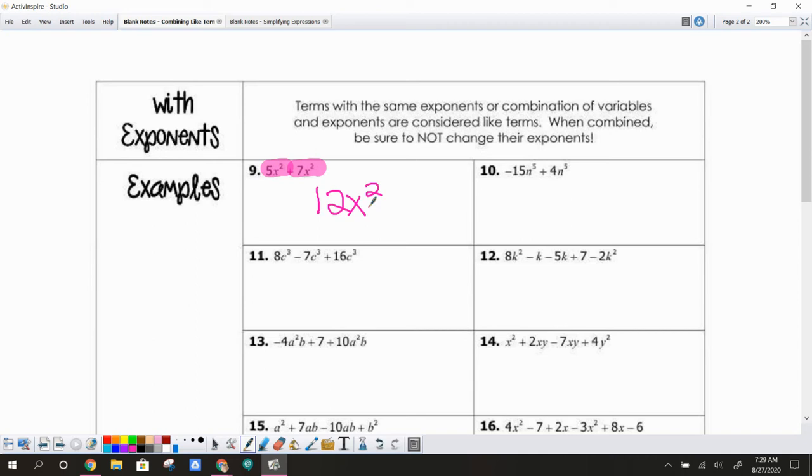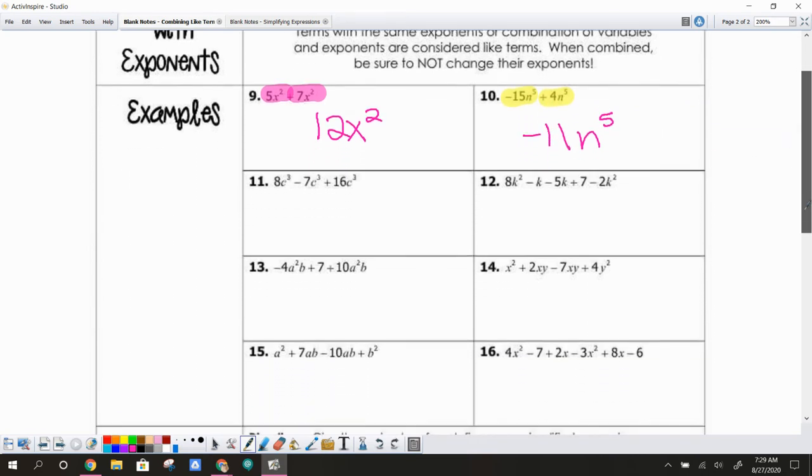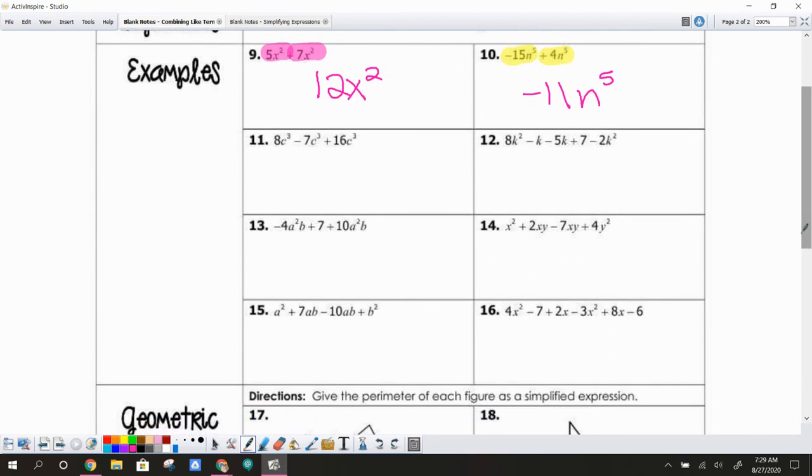For number 10, same idea. I'm going to go ahead and highlight. I have n to the 5th as one of my terms, and then n to the 5th is my other term as well. So n to the 5th stays the same, and I'm just adding the numbers in front. So -15 plus 4 is -11. Okay, so pause the video, try number 11.